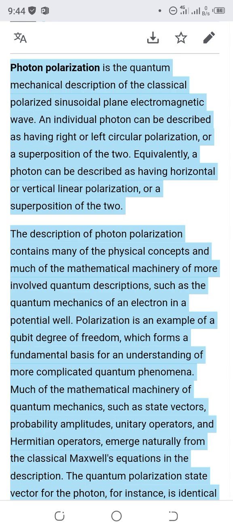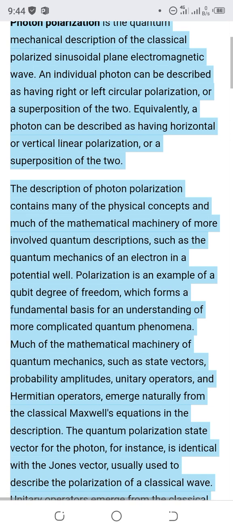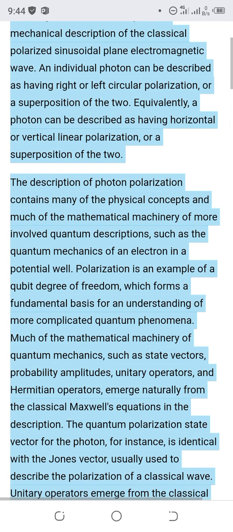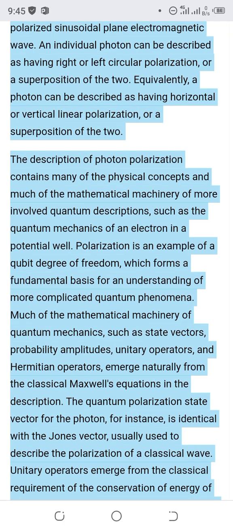Equivalently, a photon can be described as having horizontal or vertical linear polarization, or a superposition of the two. The description of photon polarization contains many of the physical concepts and much of the mathematical machinery of more involved quantum descriptions, such as the quantum mechanics of an electron in a potential well.